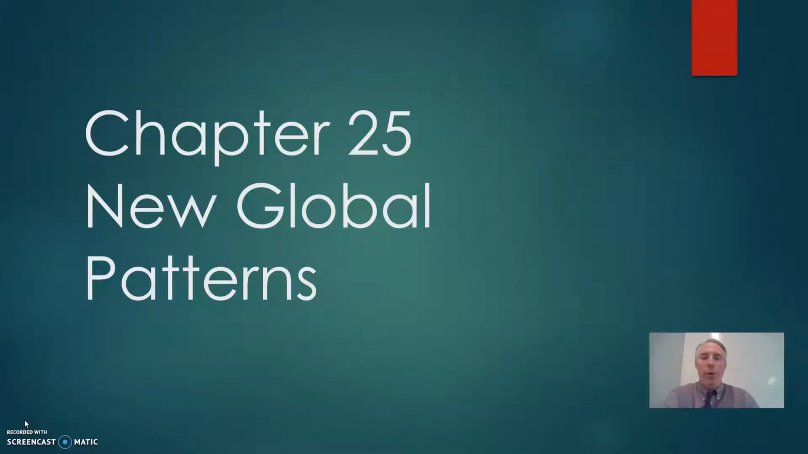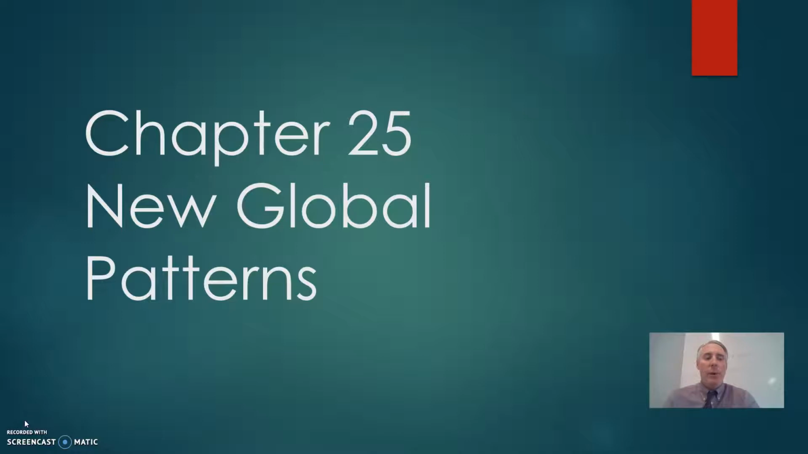Hello, and welcome to chapter 25, and we're going to be talking about new global patterns. So, this chapter continues the trend we saw in chapter 24, with Western nations like Great Britain and the U.S. continuing to dominate large areas of the world. We're actually only going to go over two sections in this chapter. Section 1 on how Japan modernized, and Section 2 on how imperialism took place in Southeast Asia.